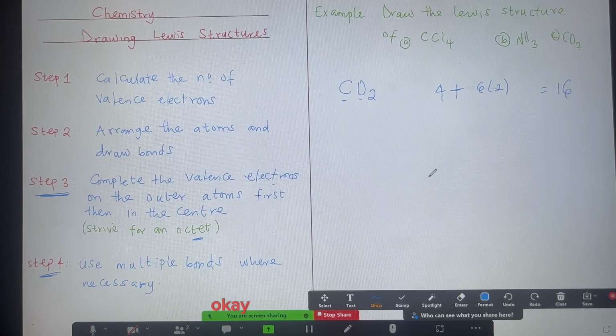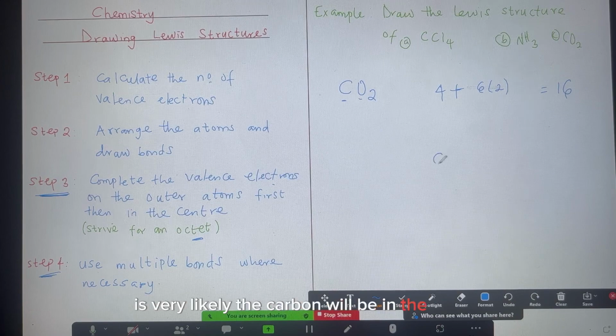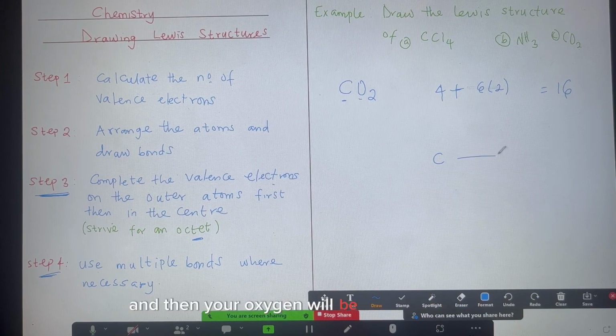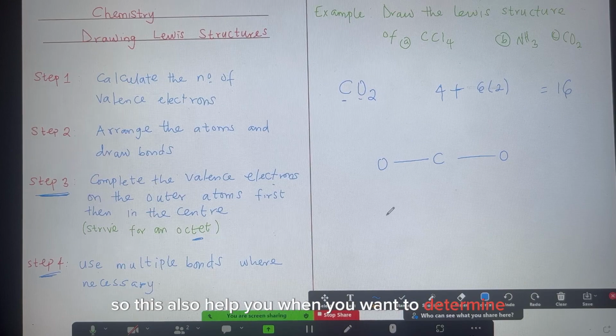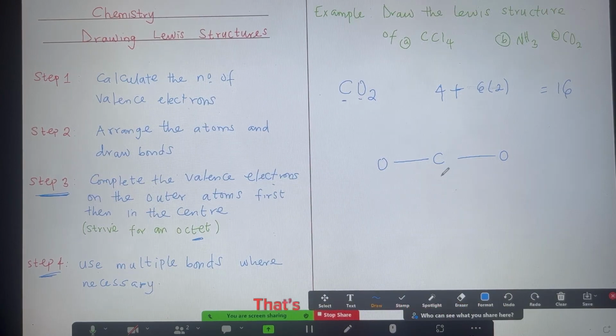Okay, now let's arrange it. We have 2 oxygen atoms, we have 1 carbon atom. It's very likely that carbon will be in the center, and then your oxygen will be at the extremes. The second thing you want to note here is that it is the element that is least electronegative that would be in the center. So this will also help you when you want to determine which one stays in the center, okay? So that's carbon.